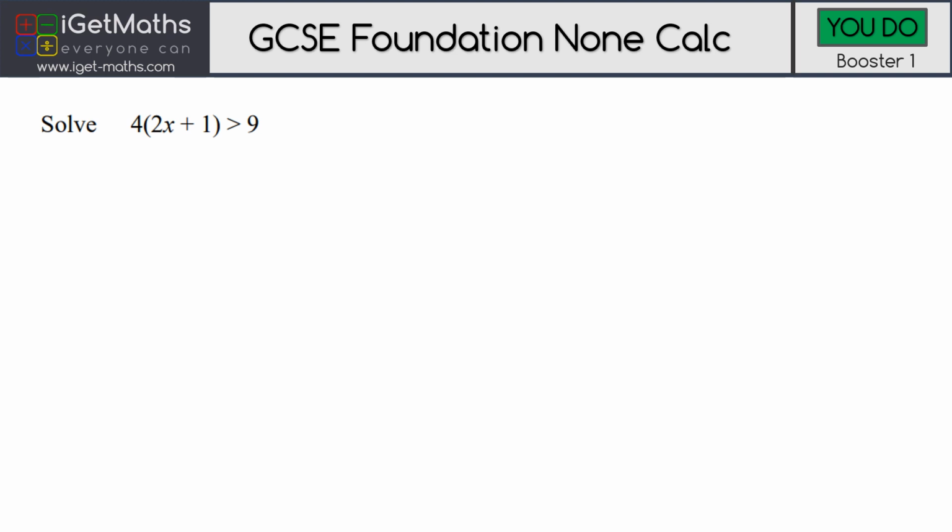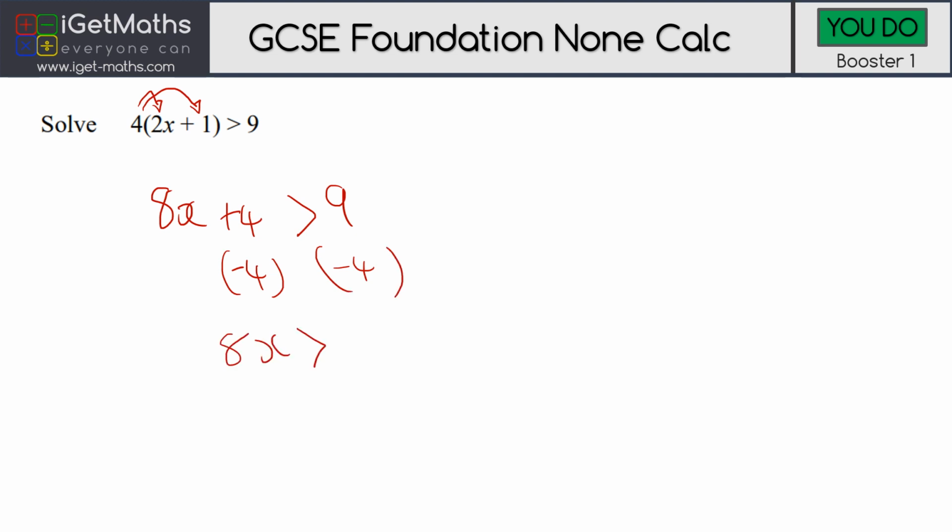Okay, so solve this inequality. First things first, if you get a bracket, expand it. 4 times 2x is 8x. 4 times plus 1 is plus 4. That is greater than 9, and then just solve it like you solve an equation. Minus 4 on both sides. That gives you 8x is greater than 5. Divide by 8 on both sides. And then you can just leave your answer as a fraction, so x is greater than 5 over 8.